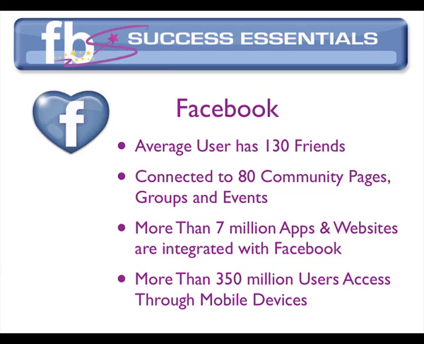Each user has on average 130 friends, is connected to around 80 community pages, groups and events. More than 7 million apps and websites are actually integrated with Facebook alone, and to me one of the more staggering statistics, and I think the most important to remember, is that more than 350 million users access Facebook through mobile devices, i.e. their smartphones, iPhones, iPad. It's amazing what can be kept in a back pocket.